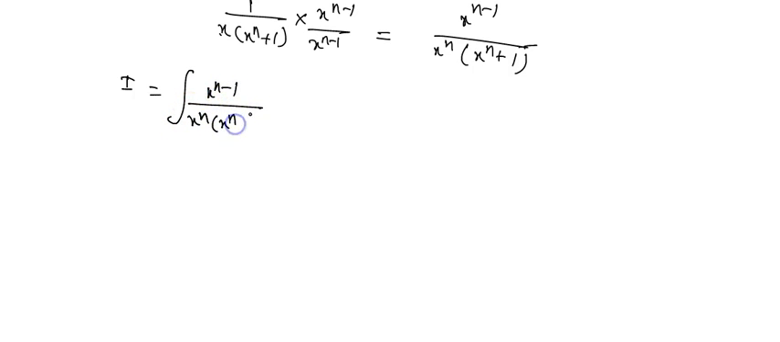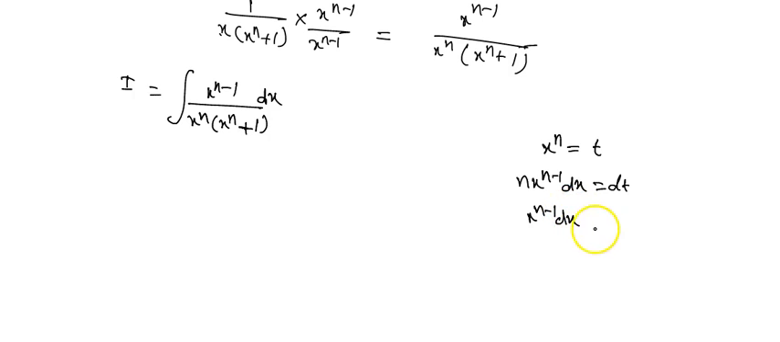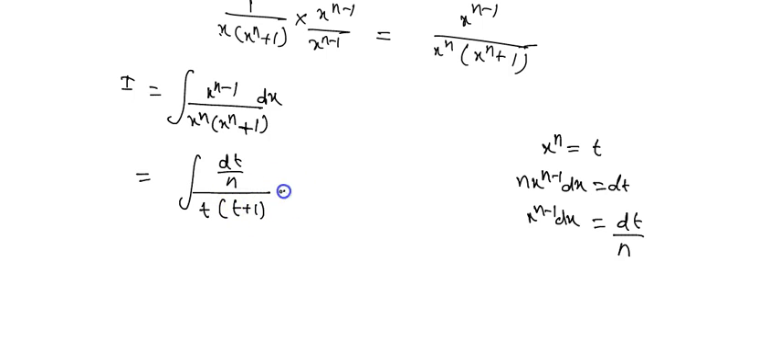So now the integration is changed to x power n minus 1 divided by x power n multiplied by x power n plus 1 dx. So from here I can see that if I substitute x power n equals t, I'll get n x power n minus 1 dx equals dt. Since our integration contains x power n minus 1 dx, I can replace it with dt by n. So our integration now will be dt by n divided by t into t plus 1. So I can write it as 1 by n integration dt by t into t plus 1.